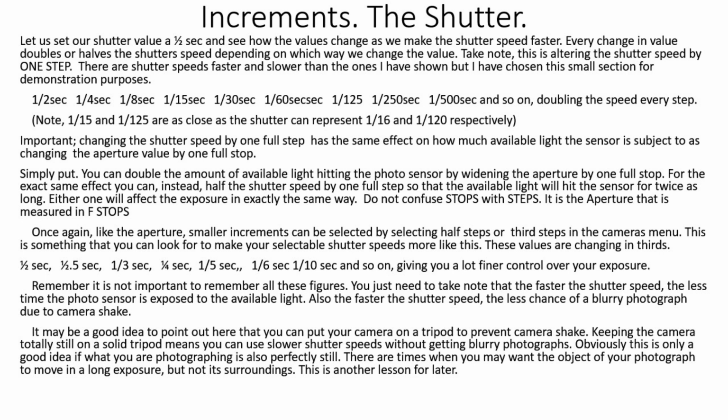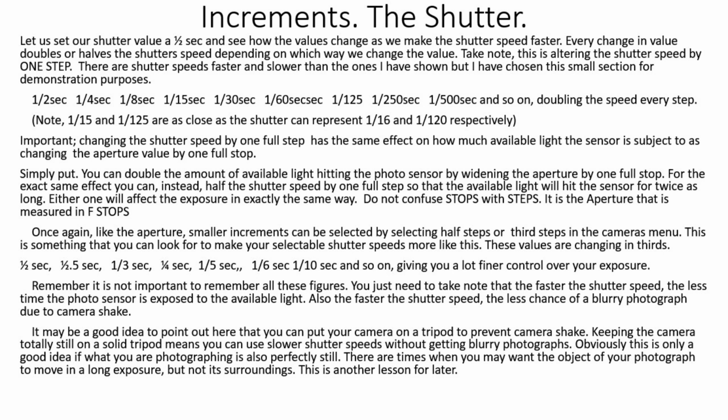Note, 1/15 and 1/125 are as close as the shutter can represent 1/16 and 1/120 of a second respectively. Important: changing the shutter speed by one full step has the same effect on how much available light the sensor is subject to as changing the aperture value by one full stop.